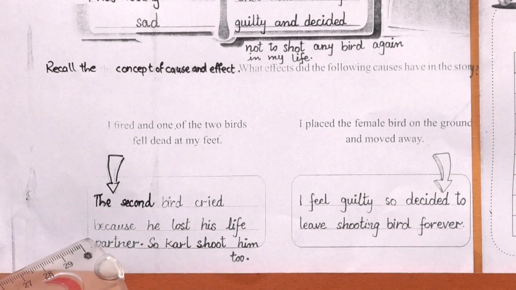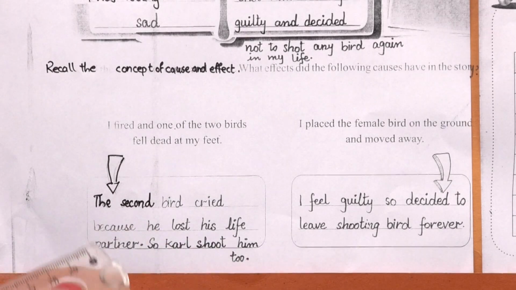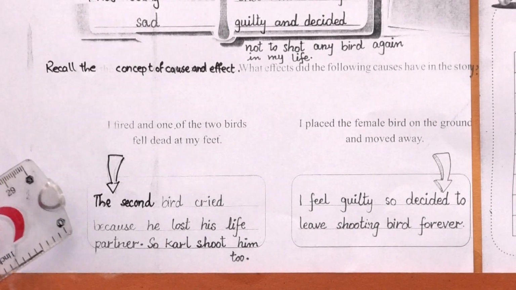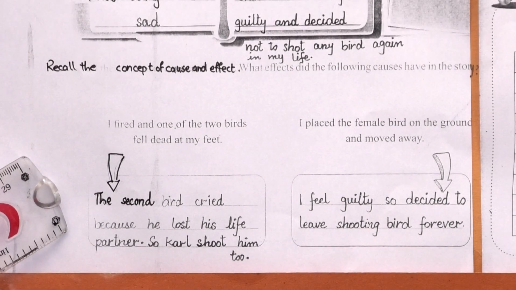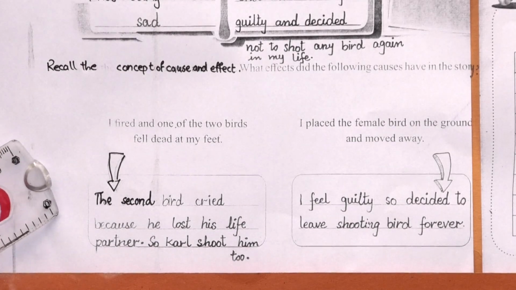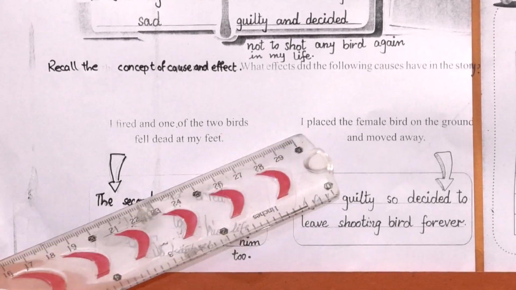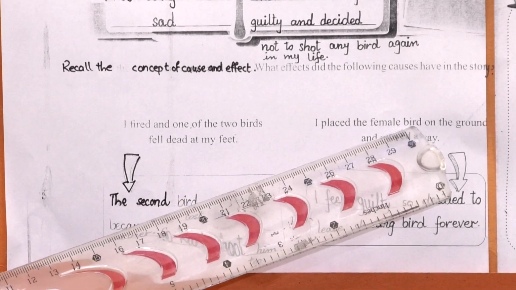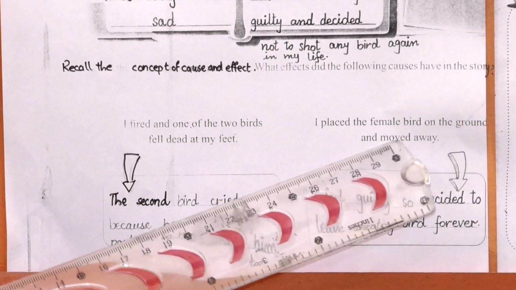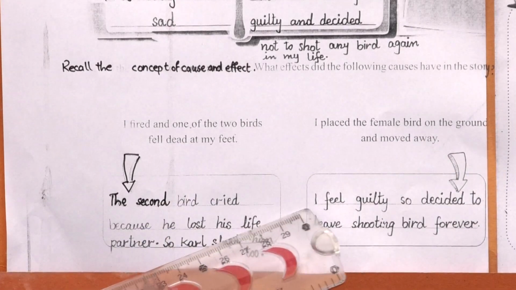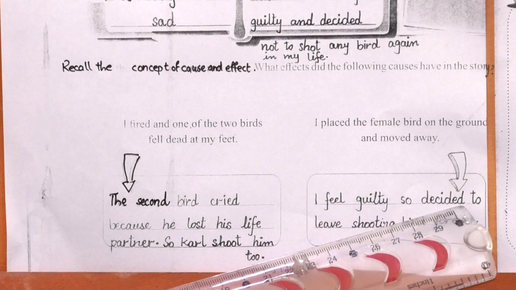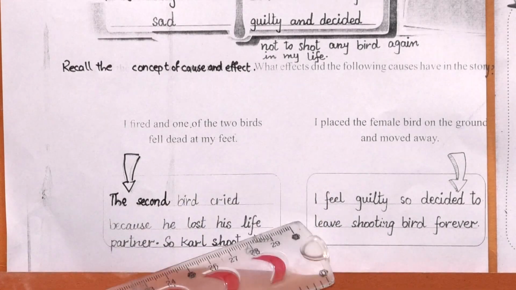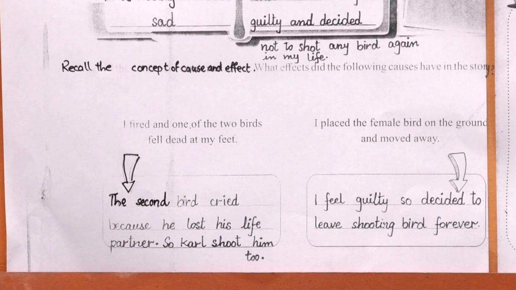The second bird cried because he lost his life partner, so Carl shot him too. This was the effect, that Carl shot the other bird too because of his frightful pains. Next cause is I placed the female bird on the ground and moved away. And effect was I felt guilty, so decided to leave shooting birds forever. This was its effect. This was the detail of page number 26.